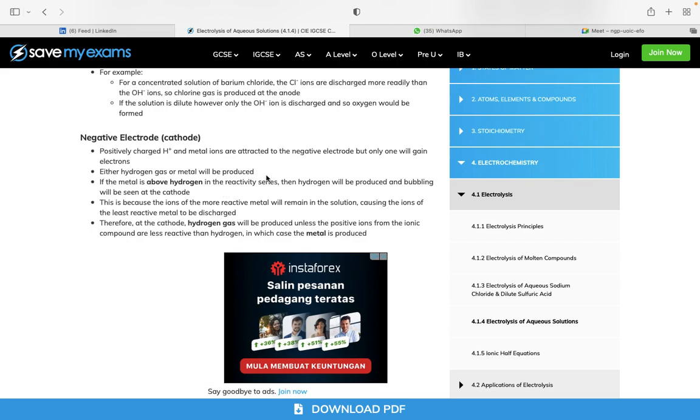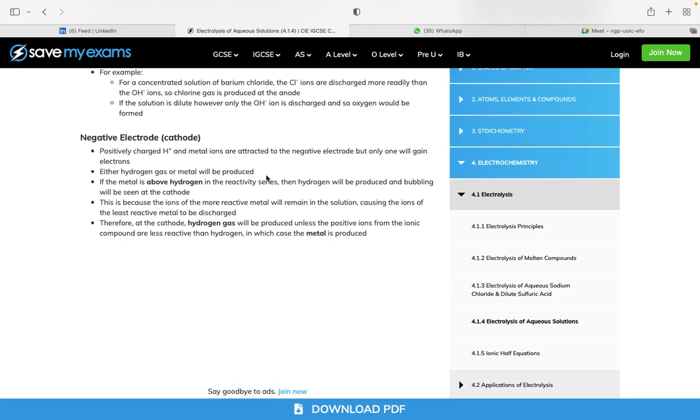Since these are the only two, either a metal is produced or hydrogen gas is produced. Now, when is hydrogen gas produced? When the metals are higher than hydrogen in the reactivity series, the hydrogen will migrate to the cathode. But if the metals are below hydrogen, those metals will migrate. So you have to look up the reactivity series of metals.